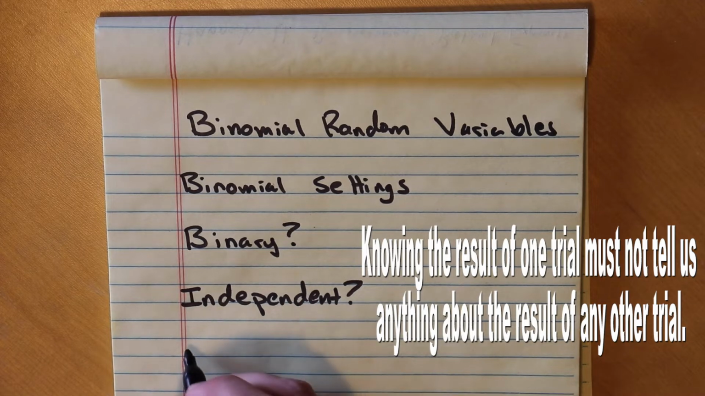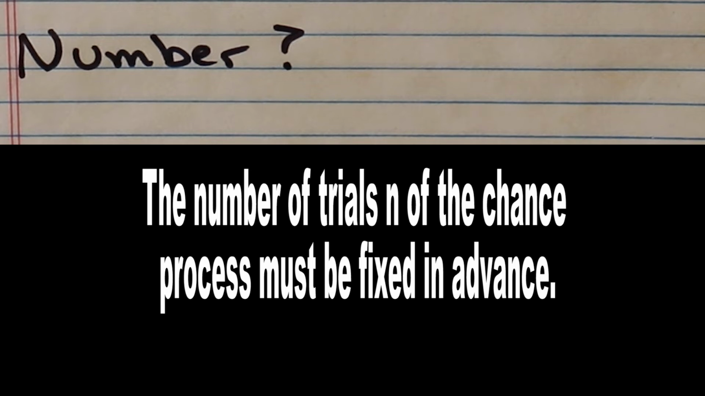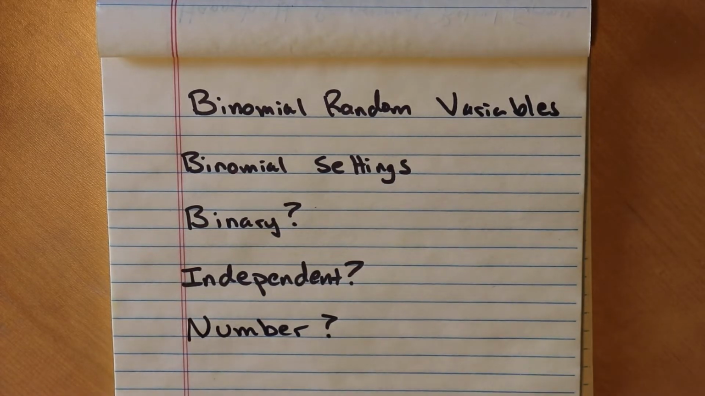The next thing that they have, I'm going to say, is number. The number of trials, n, of the chance process must be fixed in advance. We flipped the coin 5 times. We spin the roulette wheel 8 times. We've got a selection of 100 random babies. So the number of trials needs to be established.